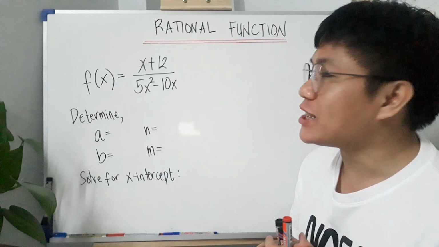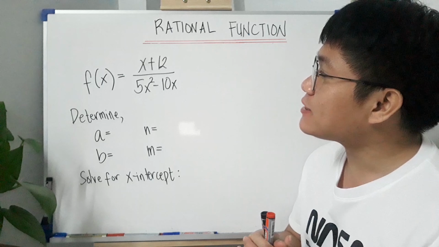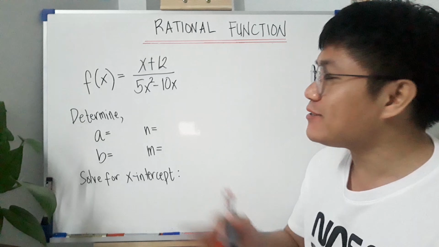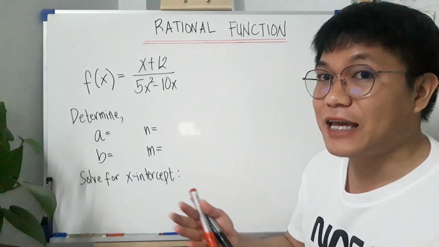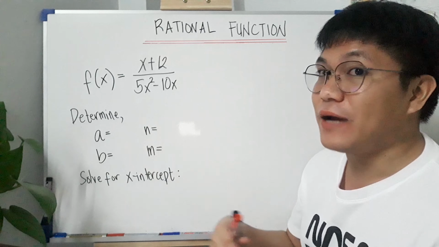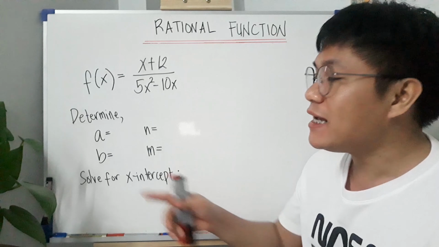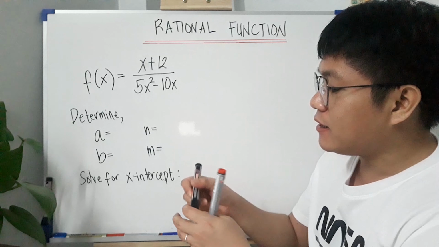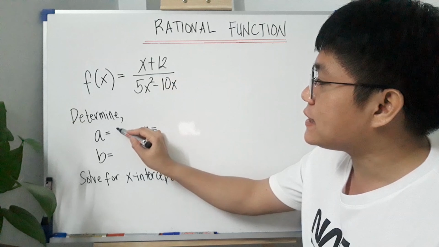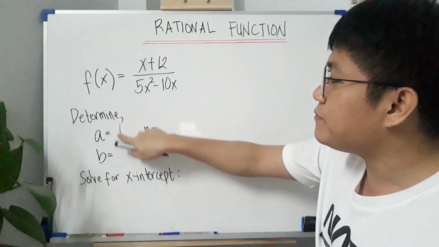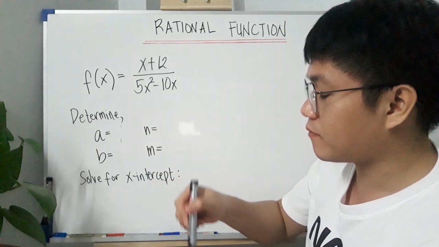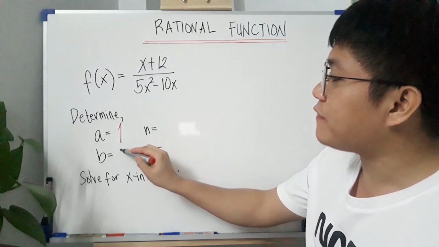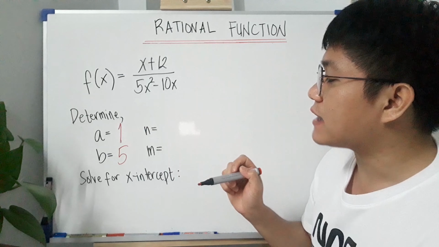Given the rational function, f of x is equal to x plus 12 over 5x squared minus 10x. Now, first thing to do is to determine all the values of letters a, b, n, and m. As we all know, a is the leading coefficient of the numerator and b is the leading coefficient of the denominator. So, that means our a here is equal to 1, which is the coefficient of x. And then our b is equal to 5, which is the coefficient of the x squared.